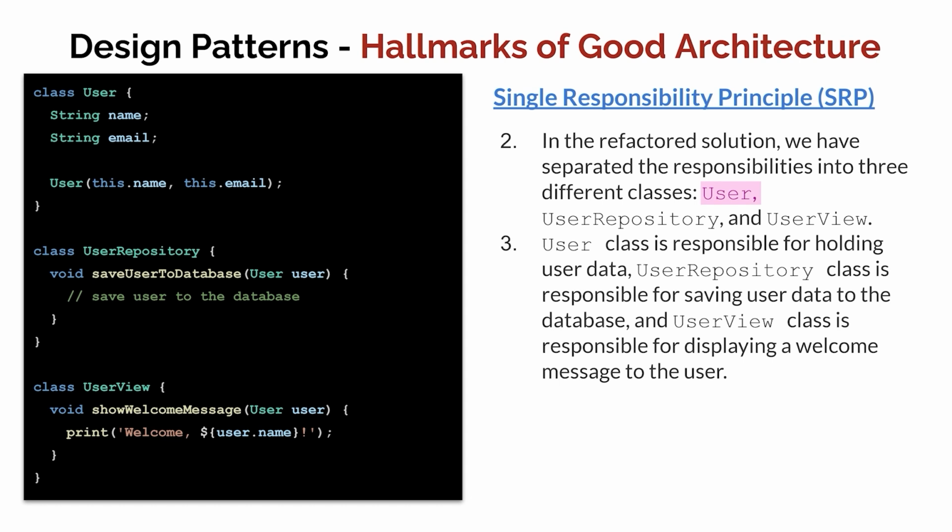We have a User class, a UserRepository class, and a UserView class. The User class is responsible for just holding the user data. The UserRepository class is responsible for saving user data to the database, and the UserView class is responsible for displaying a welcome message to the user. And that's basically it. I do hope that you have found this informative and that it helped you a little more with understanding the S in SOLID, which is the single responsibility principle.